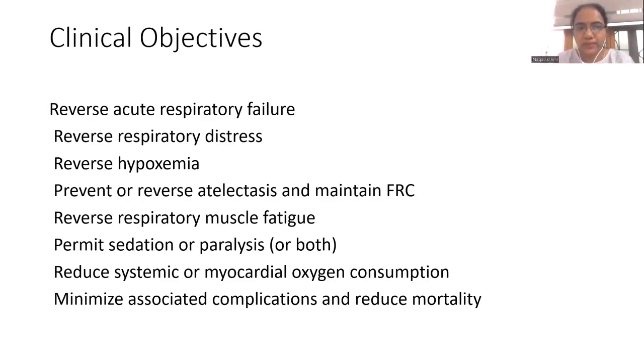So the clinical objectives are to reverse the acute respiratory failure and respiratory distress, to reverse hypoxemia, to prevent or reverse atelectasis and to maintain the FRC, to prevent respiratory muscle fatigue, to permit sedation and paralysis, and to reduce the systemic or myocardial oxygen consumption, and to minimize the associated complications and to reduce the mortality.